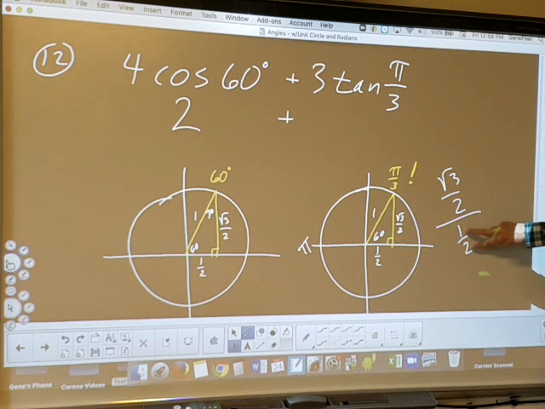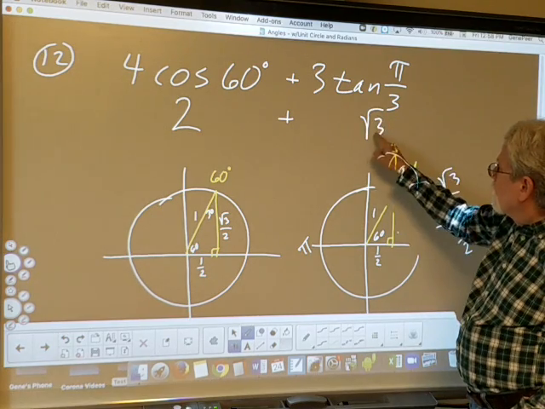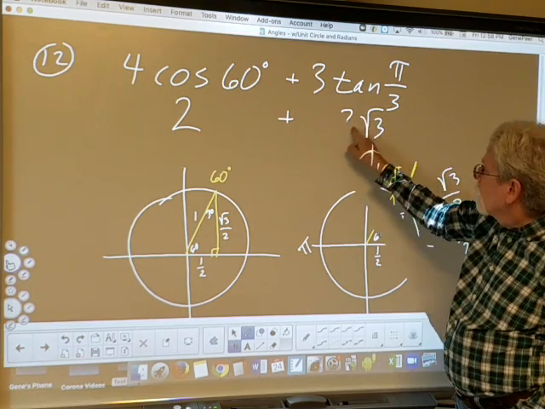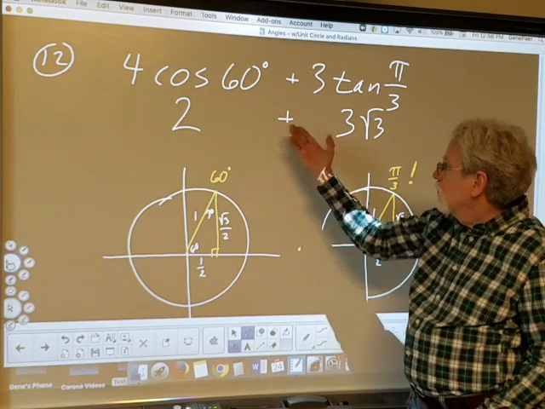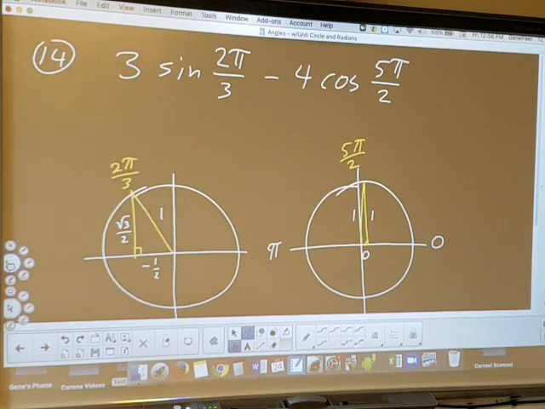We multiply by the reciprocal of 2. The 2's cancel, so this equals square root of 3. But I don't have just square root of 3. I have square root of 3 times 3. So my final answer is 2 plus 3 square root of 3. We're now, for real, done. And now we move on to 14.